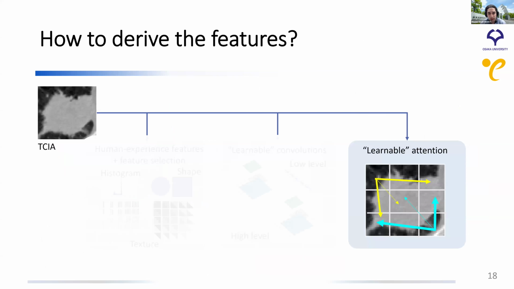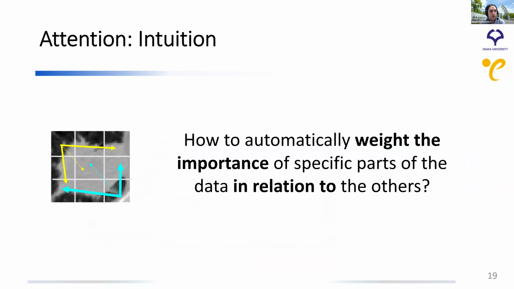And the second type of how to extract features is what I call learnable attention. Usually it's called attention, but again, I emphasize the word learnable here to indicate how it's working. The intuition behind attention is how to automatically weight the importance of specific parts of the data in relation to the others. So instead of putting a kernel and making assumptions about the relationship between each voxel and the neighboring voxels, we give the model the capability to learn from the data the importance of the neighboring voxels or patches automatically.